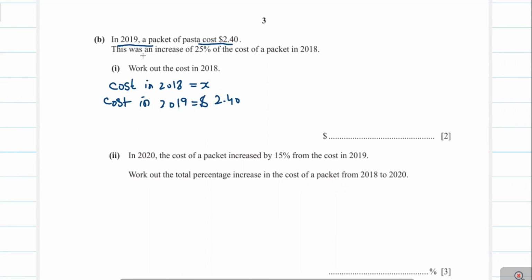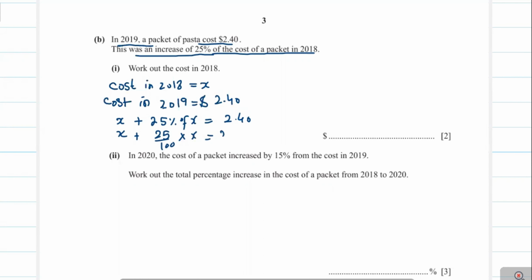Now this cost was equal to an increase of 25% on the cost of the packet in 2018. If the cost in 2018 was x, then this cost is 25% more than x, and that value becomes $2.40. Now we can write it as x plus 25 over 100 x, percentage means 1 over 100, multiplied by x, that's equal to 2.40. Now we simplify it: x plus 25 over 100, we can write it as 0.25x, equal to $2.40.